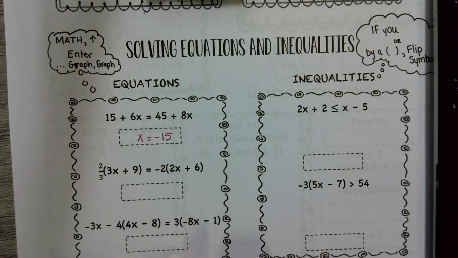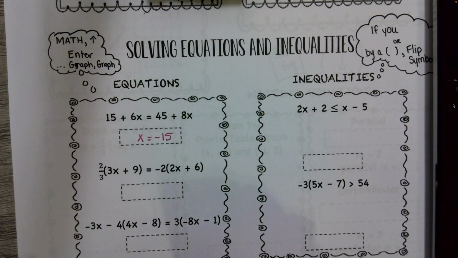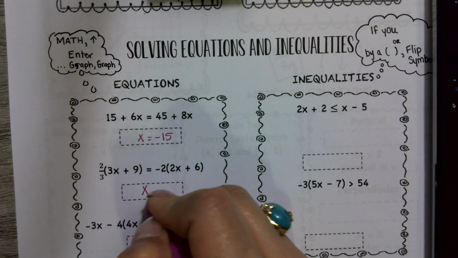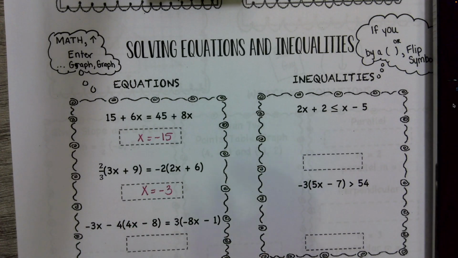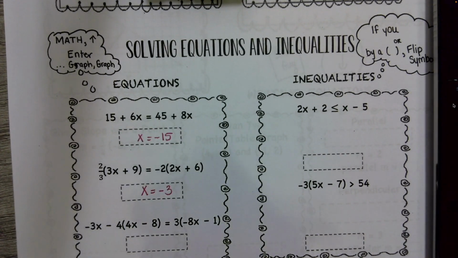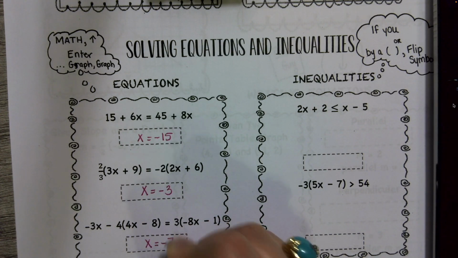I'm not going to do these two because that's the same way that you do, but I'm going to put the answers over here. I already found it, and you can check your work using your calculator to see if you get the same thing. X equals negative 7 for that one.